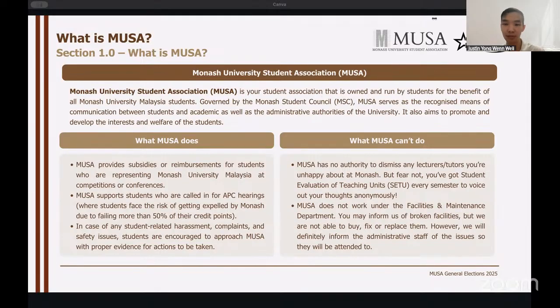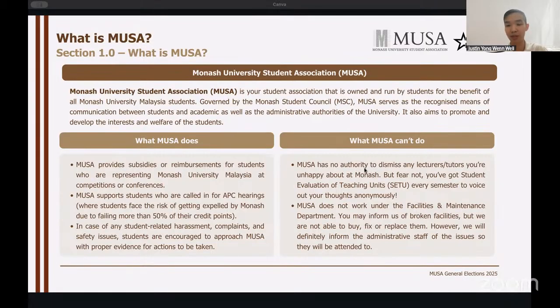Just to talk about what MUSA does, but also to clearly understand what MUSA doesn't do, you can see here that MUSA provides subsidies or reimbursement for students who are representing Monash University Malaysia at competitions or conferences. MUSA also supports students who are called in APC hearings, where students face the risk of getting expelled by Monash due to failing more than 50% of their credit points. In case of student-related harassment, complaints, and safety issues, students are encouraged to approach MUSA with proper evidence for actions to be taken. I'll leave more of the details for Sean to share with you all.